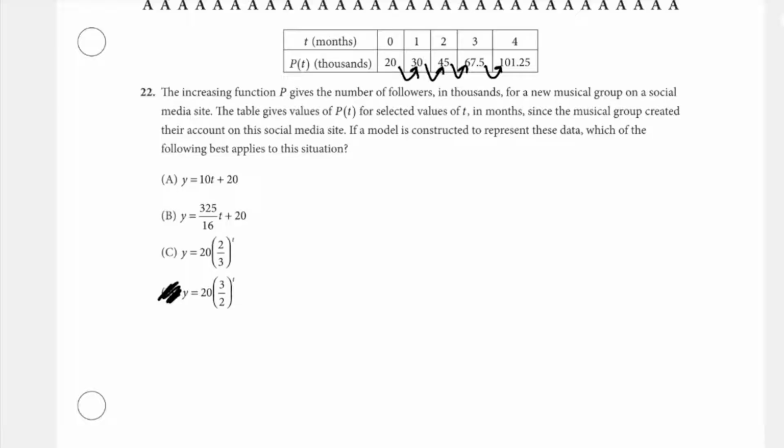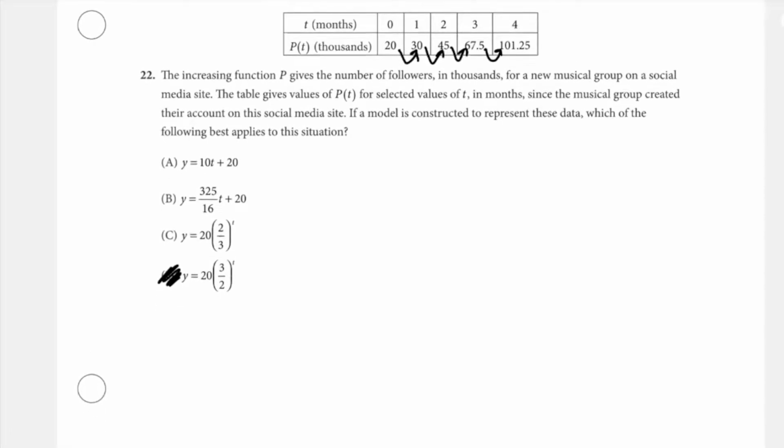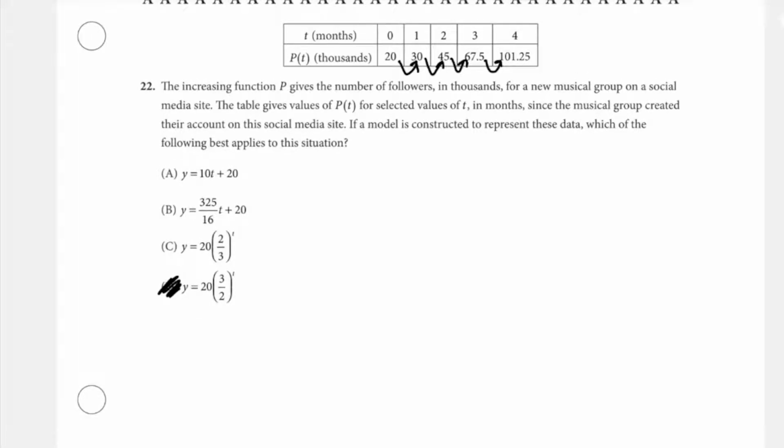3 halves, that's 1.5. Okay, I see why we might think 325 over 16t plus 20. I bet that's what we would get if we just took the equation between the 2 points at the edges.